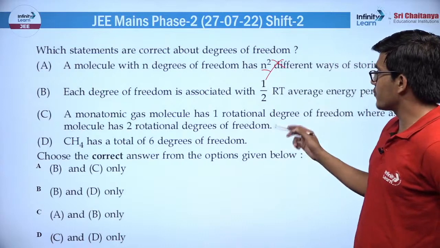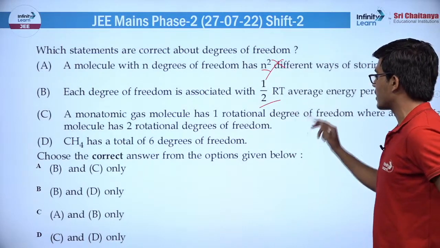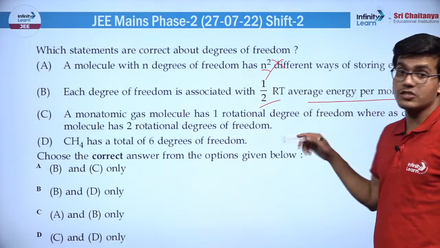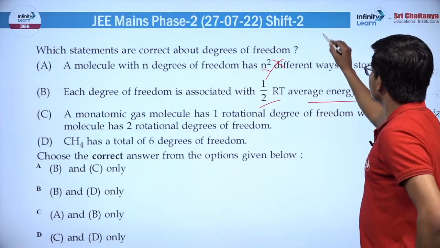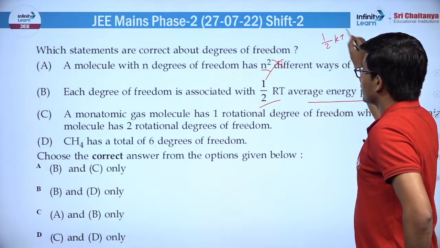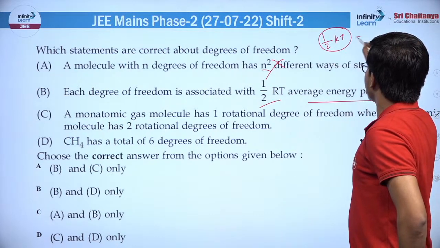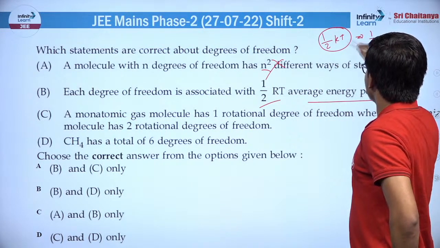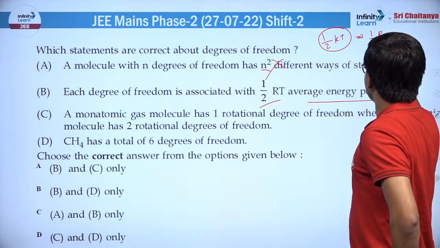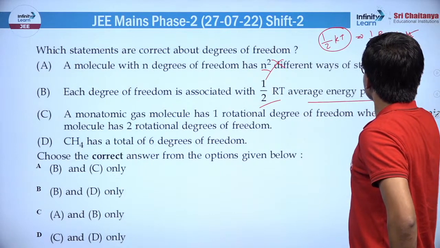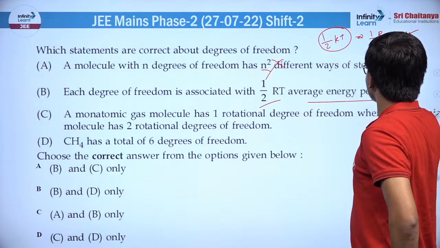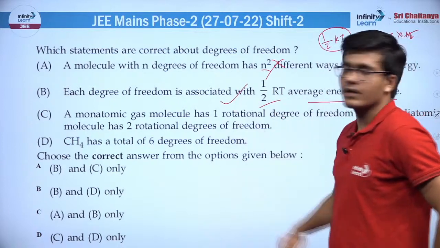Second one, each degree of freedom is associated with half R by 2. Average energy per molecule is very important, because for each degree of freedom the energy is something like this, and it can be written as R by Na into T, and for 1 mole the number of atoms is Na, so you can cancel them and you will have half RT. So this one is right, okay.